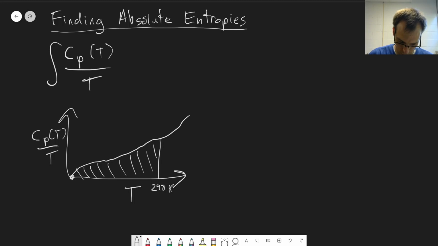from 0 to 298 Kelvin, and that gives us whatever value our entropy is. Now, there is a little bit more to it than this. This is sort of simplifying the process, and so one thing that we have to remember is phase transitions.